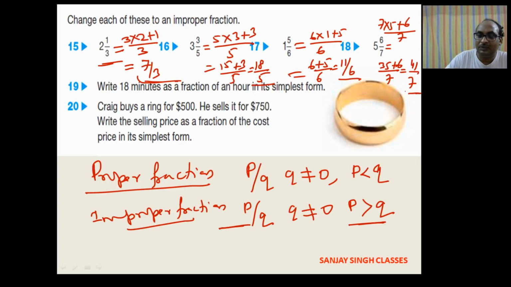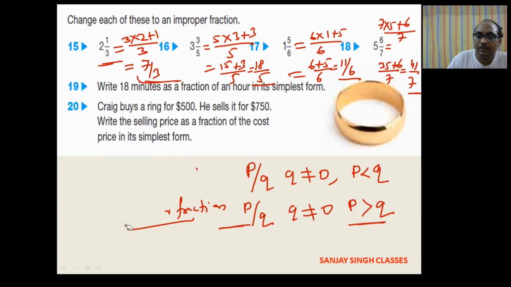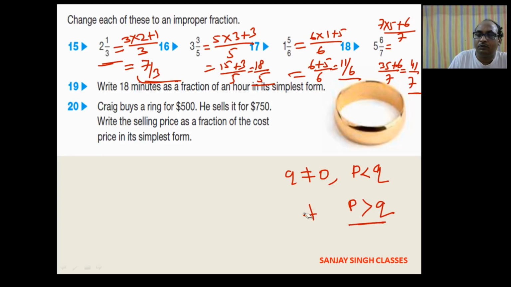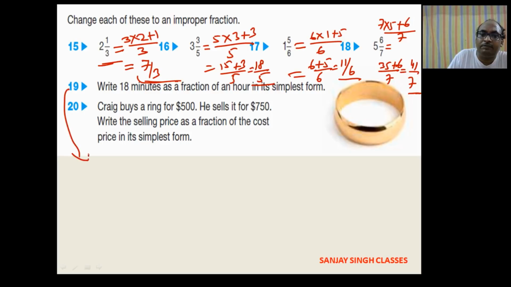Right? Okay. Now I will tell another question. Now question number 19 we will solve here. Write 18 minutes as a fraction of an hour in its simplest form.